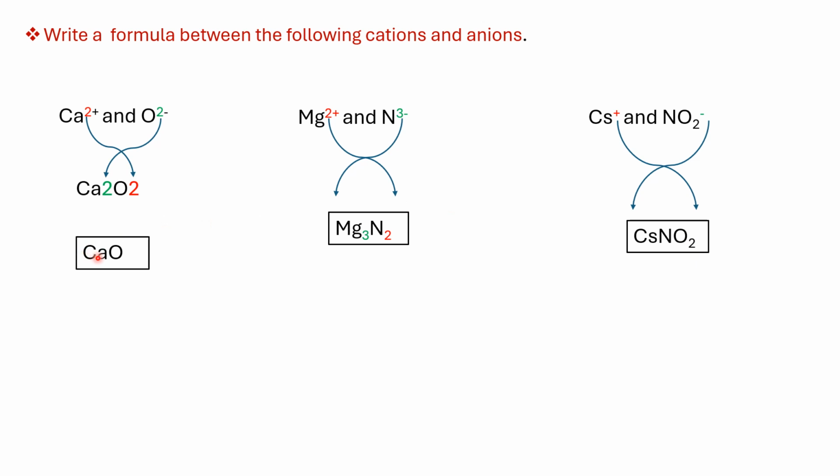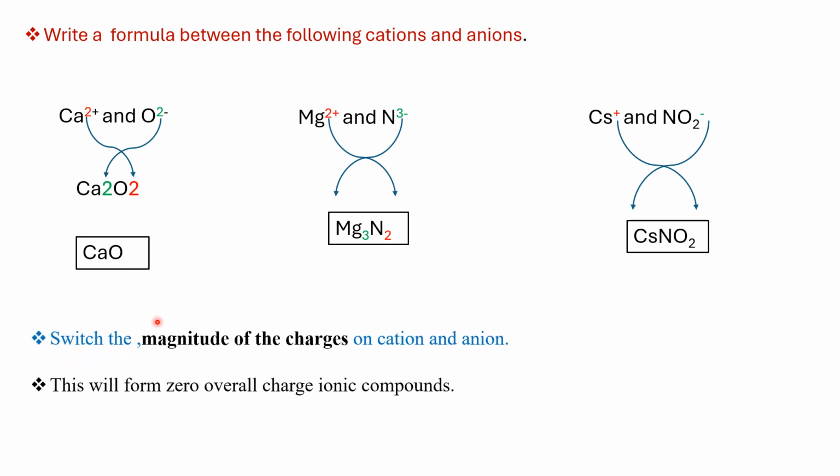Now you can clearly see that initially we joined cations, positively charged ions, and negatively charged ions. But finally, within the compound, their charge is 0. The overall charge of the ionic compound becomes 0. So that's how we join cations and anions to get 0 overall charge on the ionic compounds. So switch the magnitude of the charges on the cation and the anion. This will form 0 overall charge for the ionic compound.